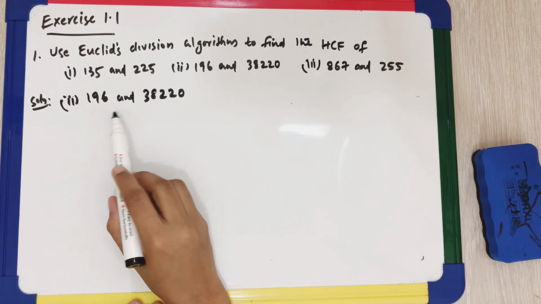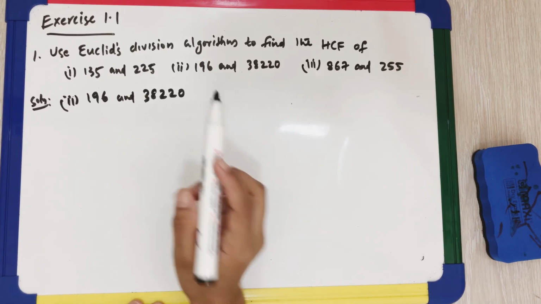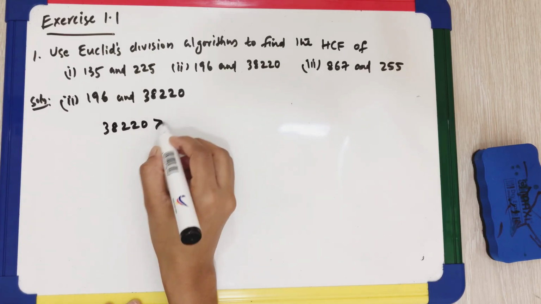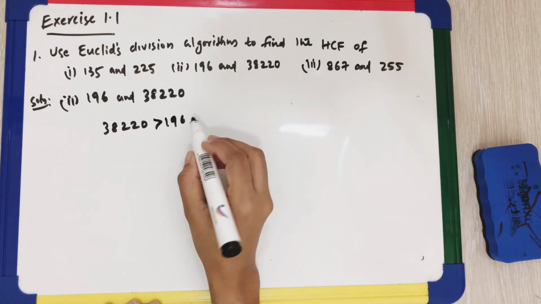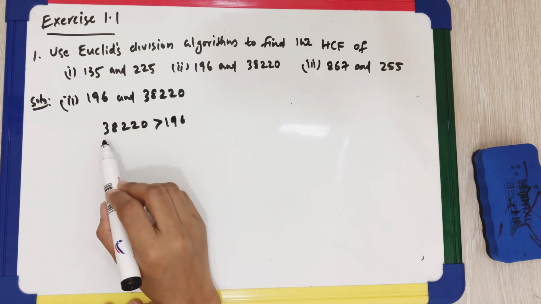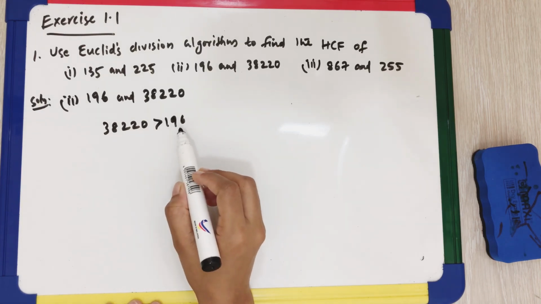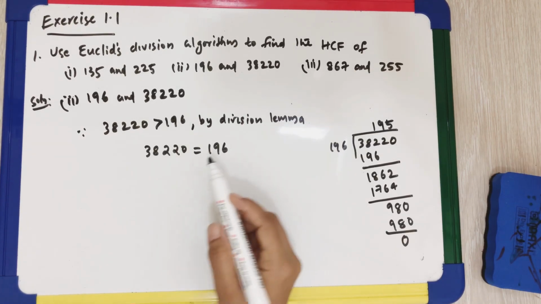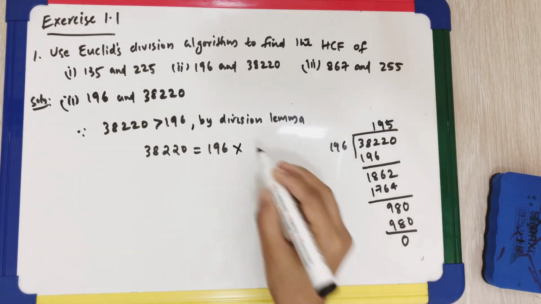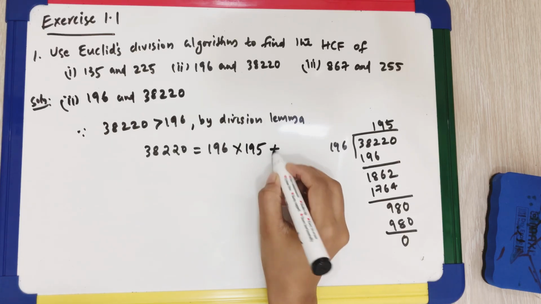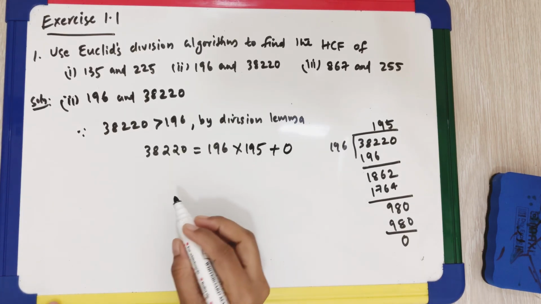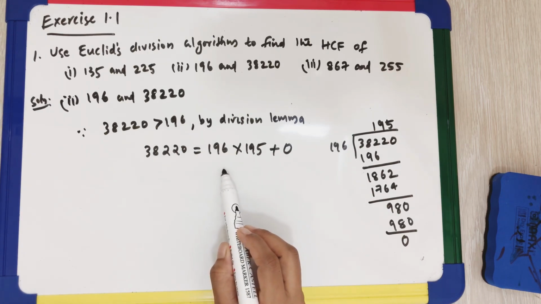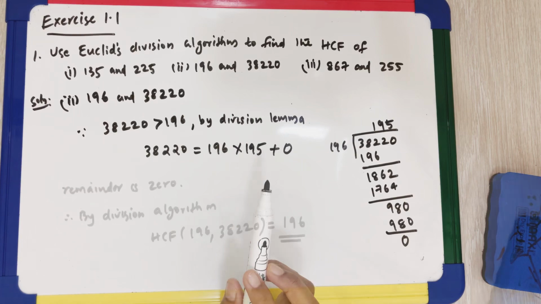Next question, 196 and 38220. Since 38220 is greater than 196, apply division lemma taking a equal to 38220 and b equal to 196. By division lemma, we get 38220 is equal to 196 into 195 plus 0. Here the remainder is 0. Therefore, by Euclid's lemma, the HCF of 38220 and 196 is 196 itself.